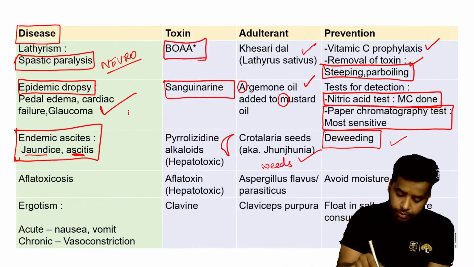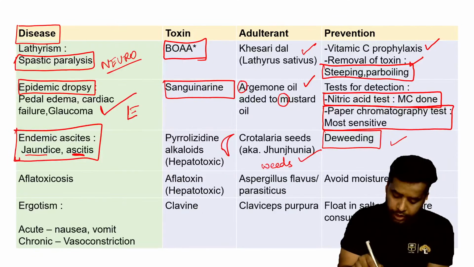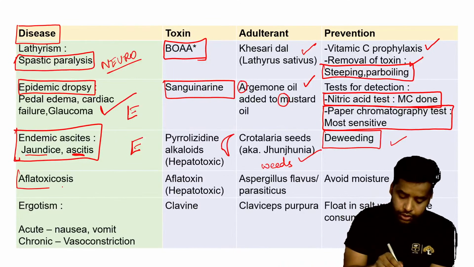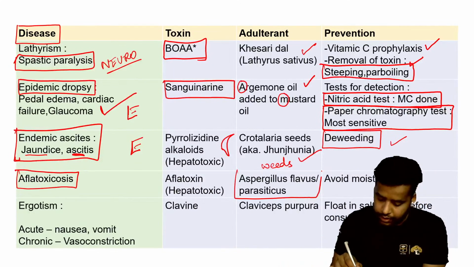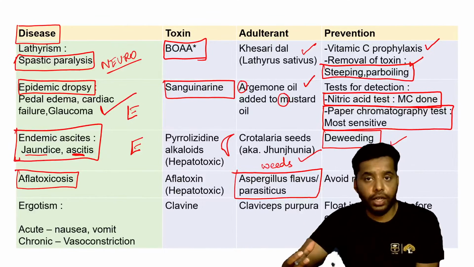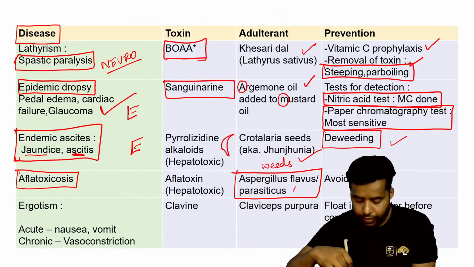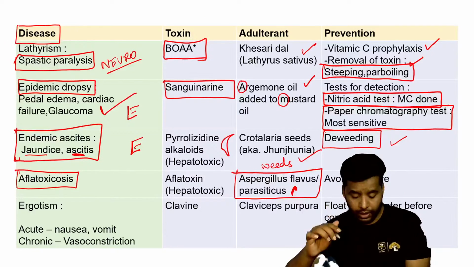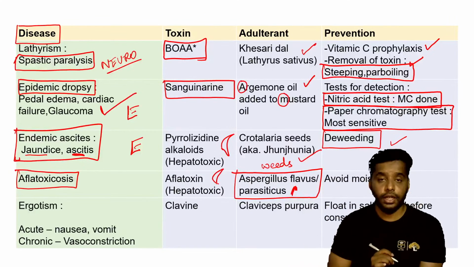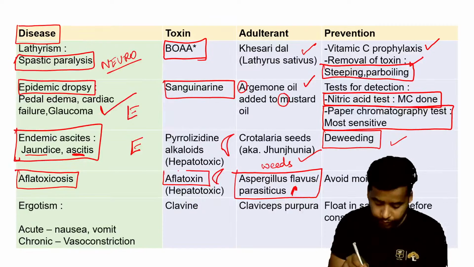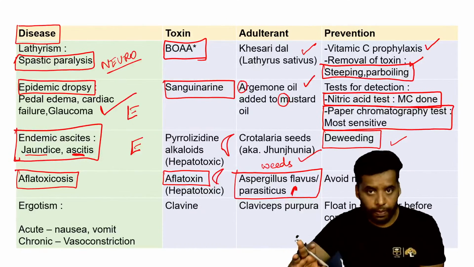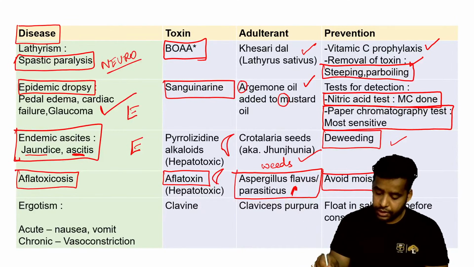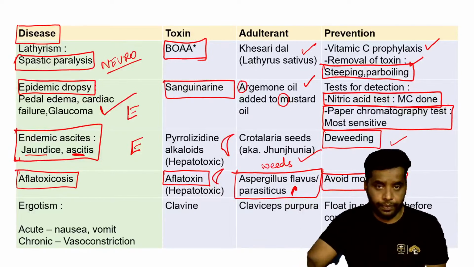You always make mistakes between epidemic dropsy and endemic ascites. Don't make a mistake. Both are different. Aflatoxicosis is due to storage fungus, like when you store groundnuts in moisture, that black fungus which accumulates on that is Aspergillus. Aspergillus is a storage fungus. Hepatotoxicity present. Aflatoxins are hepatotoxic. There will be hepatocellular carcinomas also. These are carcinogenic. How to reduce this amount? By avoiding moisture. Storage conditions should be proper.